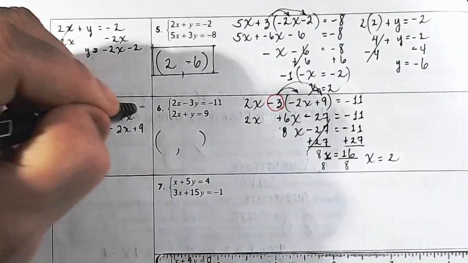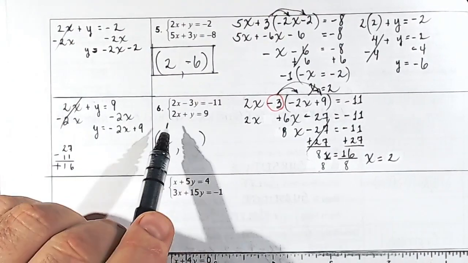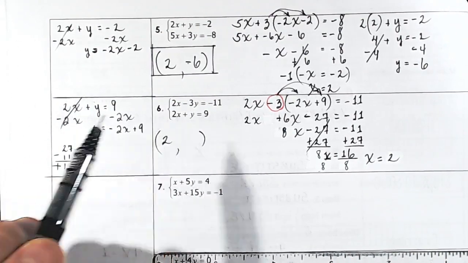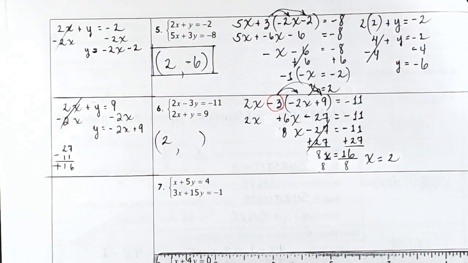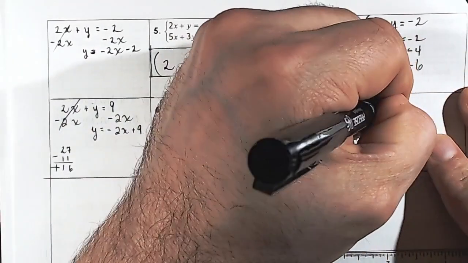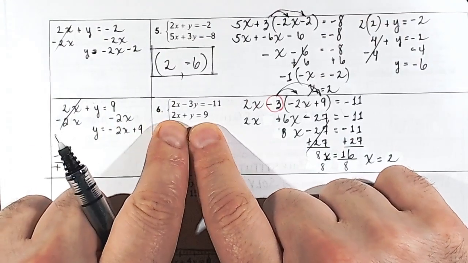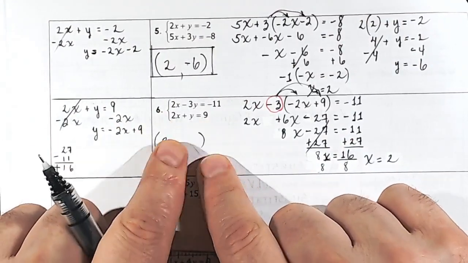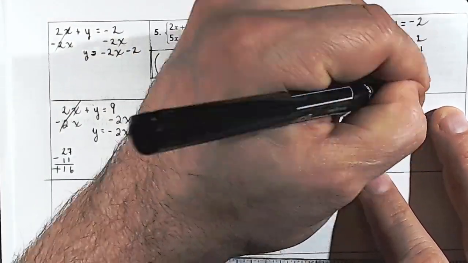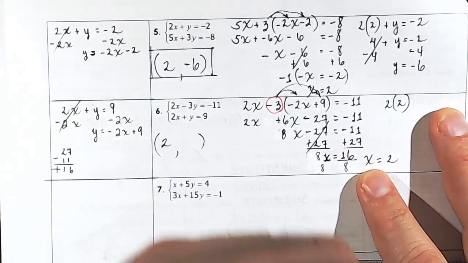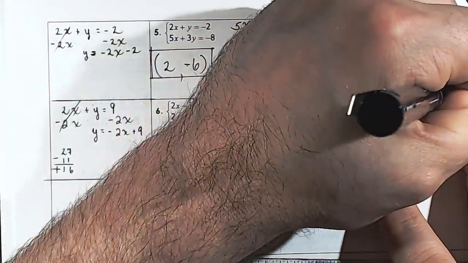Okay, so x equals 2. Now, if x equals 2, we can find out what y equals by plugging in 2 everywhere we see an x in one of our original equations. Doesn't matter which one. So now we're going to go back to one of our original equations, and I'm going to choose the second one because it's going to be the easiest to solve for y. And I'll plug in a 2 everywhere I see an x. So 2 times 2 plus y equals 9.